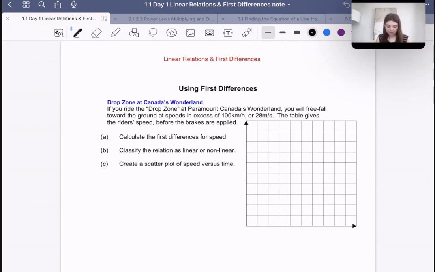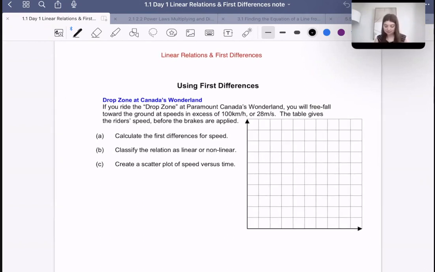Today's lesson is about linear relations and first differences. Now, let's just review what a linear relation is. Well, a linear relation is any relation where we can use the equation y equals mx plus b, where m is our slope and b is our y-intercept. So any equation where we can use those is going to fall into the category of a linear equation. So let's go through some examples.